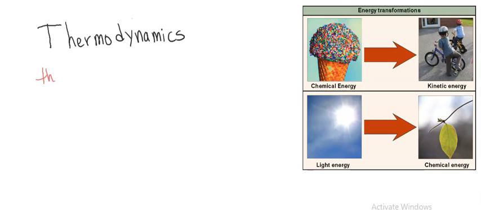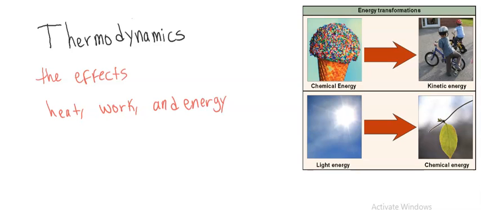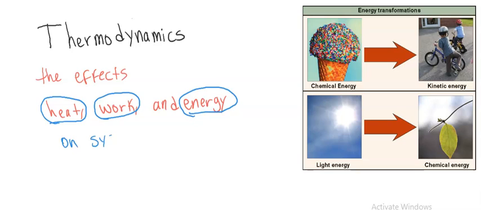The effects that heat, work, and energy have on a system. Okay, that you could see. So those are key words to understand here: the heat, the work, and energy. All those affect systems, right? Okay, that we could see.